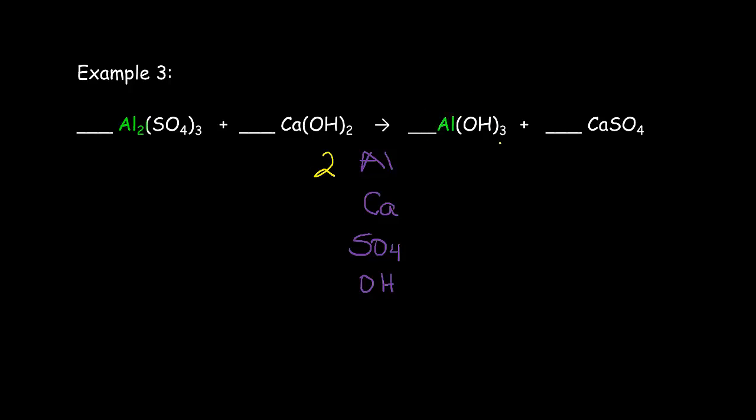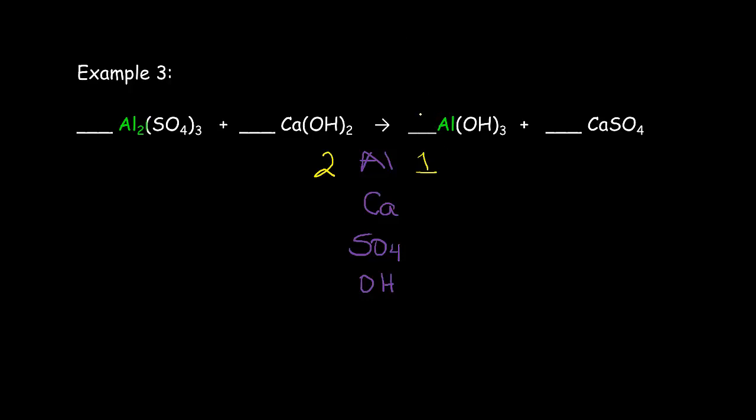Now let's look over here on the product side. We have 1 aluminum. There's an implied subscript here of 1. So we are not balanced. Let's go ahead and balance that before we move on. 2 aluminums on the reactant side, 1 on the product side. That means that we have destroyed mass, which we know the law of conservation of mass says that we cannot do that. So we need to have another aluminum atom over here.